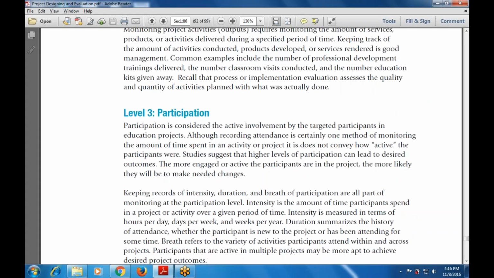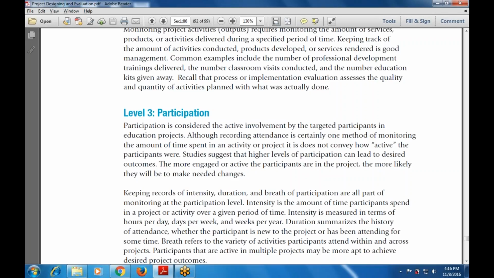Then level number 3 is participation. Participation is known as active engagement, active involvement. Participation is considered the active involvement by the targeted participants in the education project. Recording attendance is one method of monitoring the amount of time spent, but it does not convey how active the participants were. It conveys the participation level that led to the desired outcomes, and the more engaged and active the participants are in the project, the more likely they will be to make the needed changes.